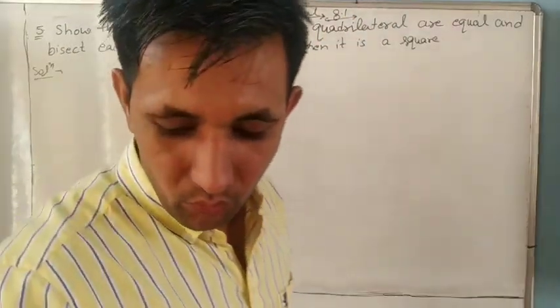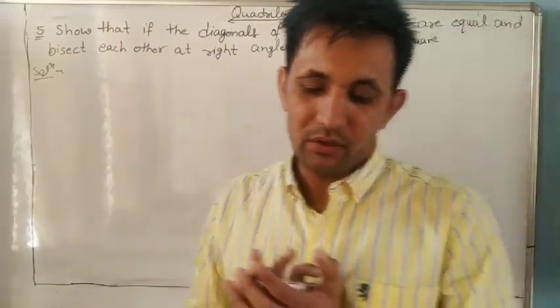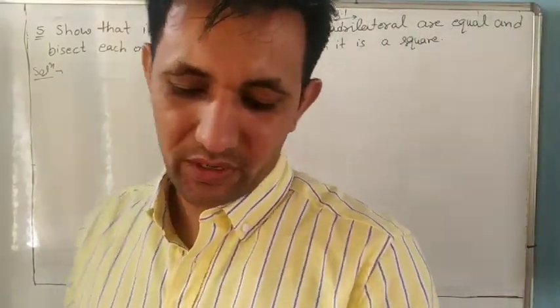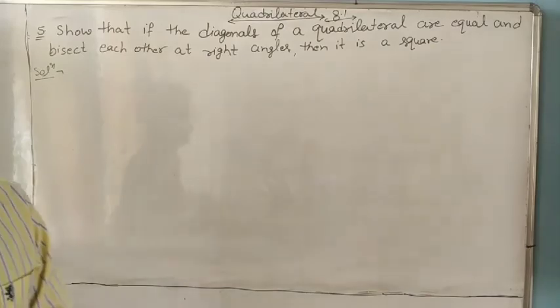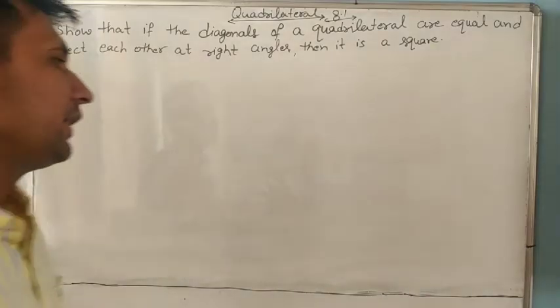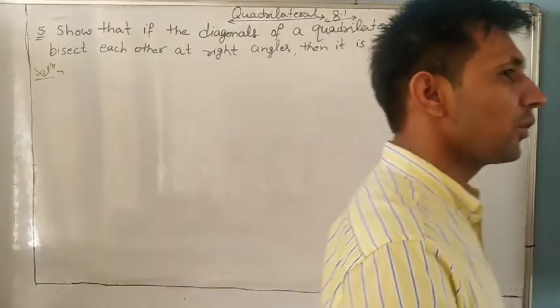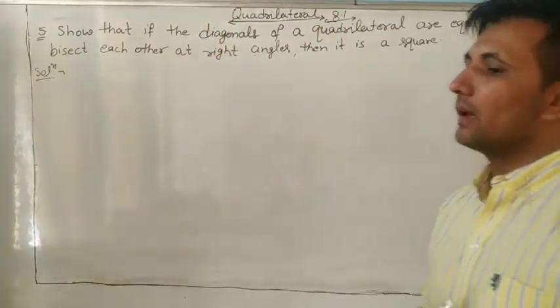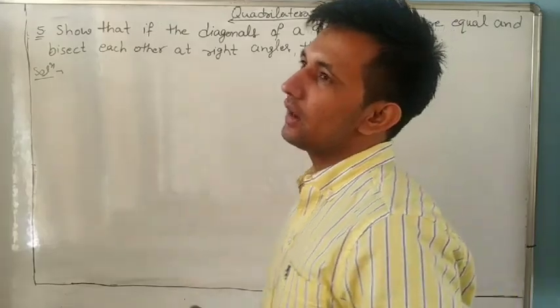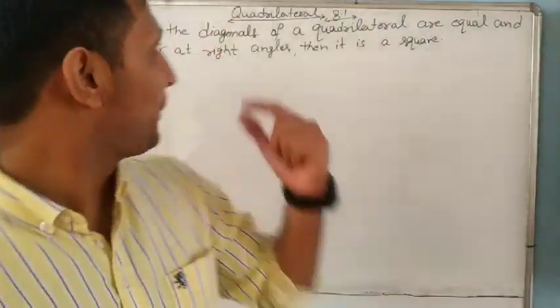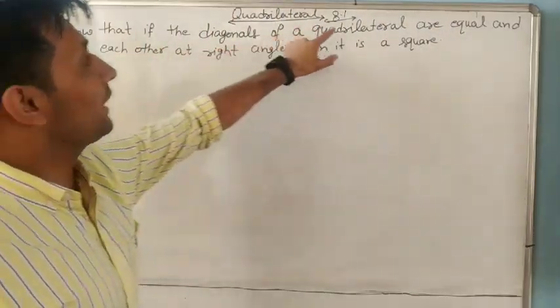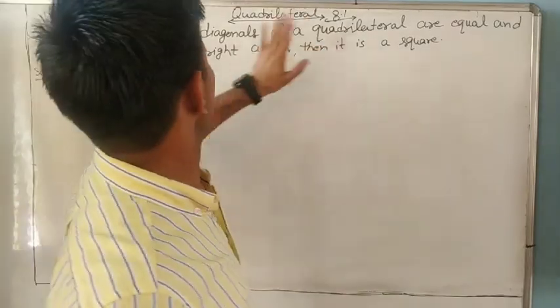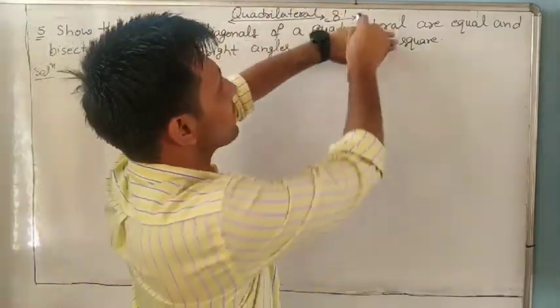In question number 4, what was given is that the diagonals of a square are equal and bisect each other at 90 degrees. In question number 4, we already proved that the diagonals of a square always bisect each other at a 90 degree. Now it's the opposite. In question number 4, a square was given in place of a quadrilateral.